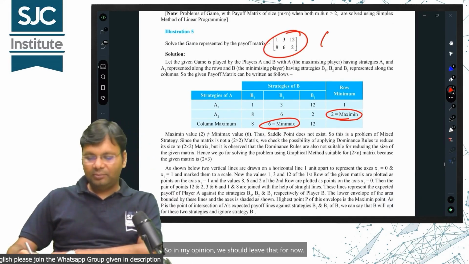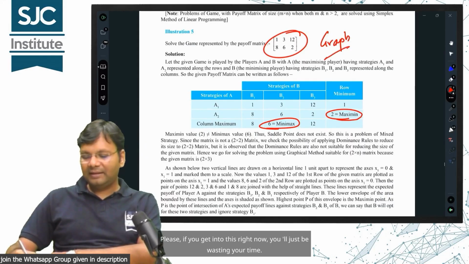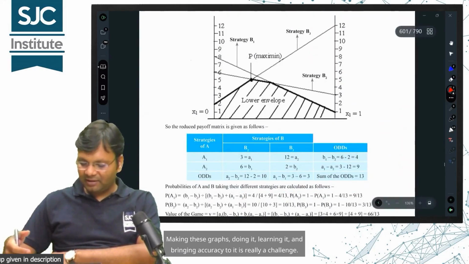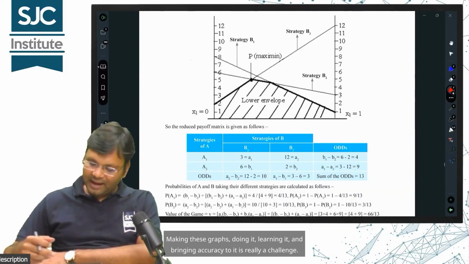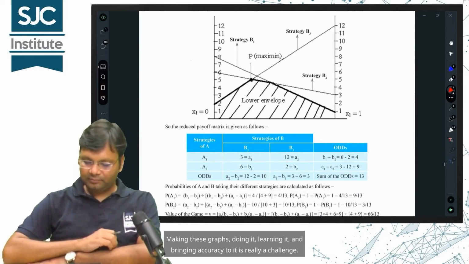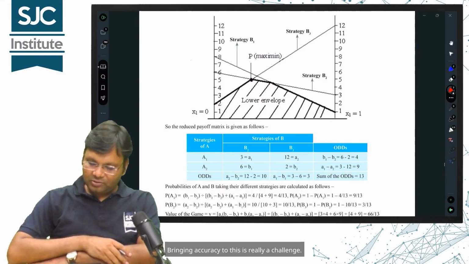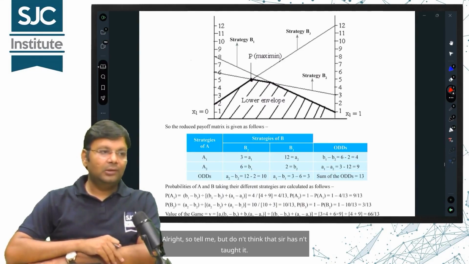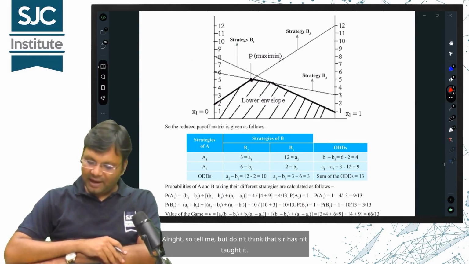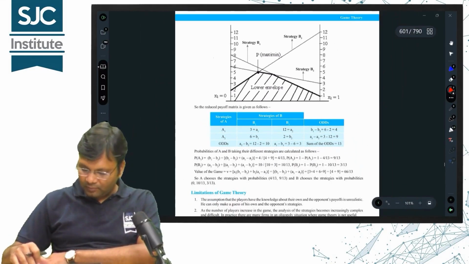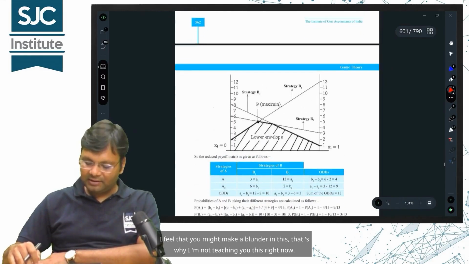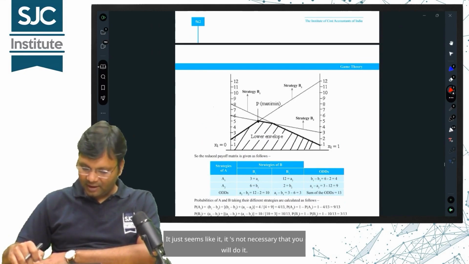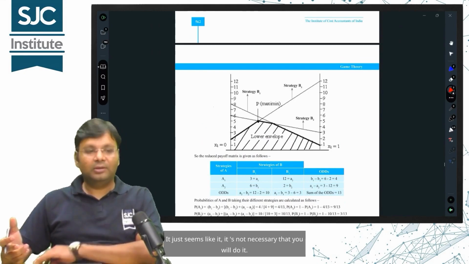At that point, it will be solved using the graph. So in my opinion, we should leave that for now. If you get into this right now, you'll just be wasting your time. Making these graphs, learning it, and bringing accuracy to it is really a challenge. Don't think that Sir hasn't taught it. I feel that you might make a blunder in this, that's why I'm not teaching you this right now.